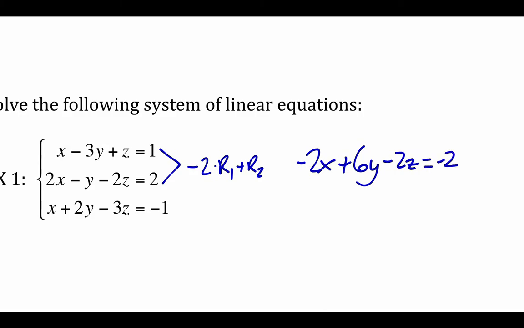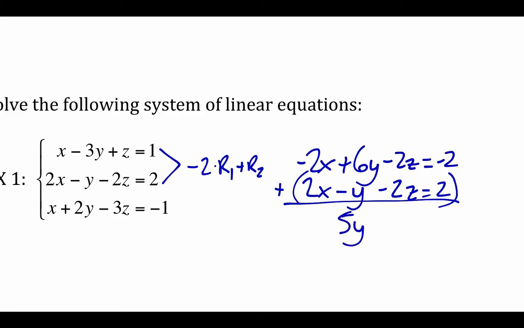The second row, we're not changing anything. We're just adding it. So we've got 2x minus y minus 2z equals 2. And we're going to add these together. So we end up with negative 2x plus 2x. Those cancel out. That's the whole point. So we end up with 0 x's. So 6y plus negative y gives us 5y. Negative 2z plus negative 2z gives us negative 4z. And then negative 2 plus 2 gives us 0.